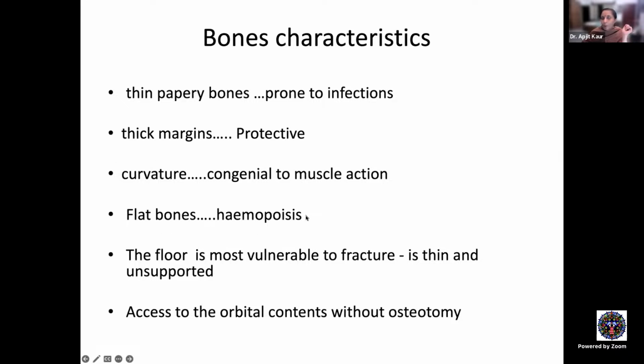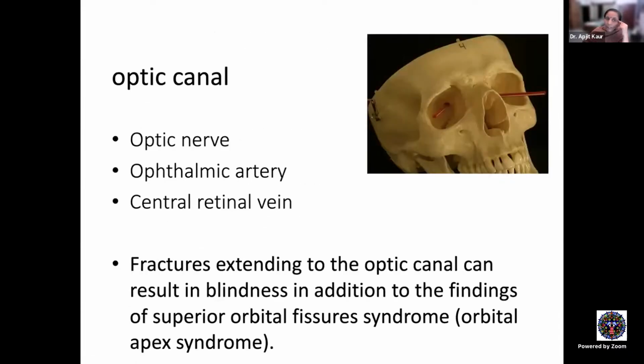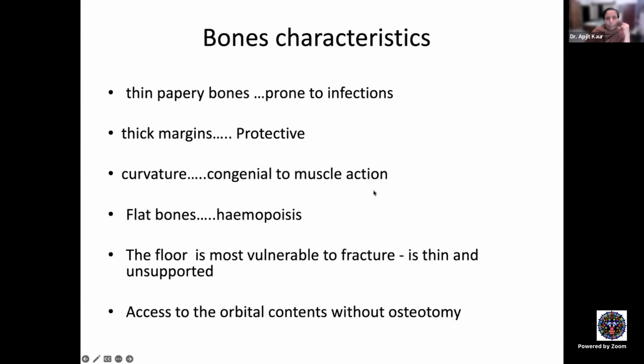They are flat bones, so they partake in hemopoiesis. Now the medial wall is the thinnest wall, but it doesn't fracture most often. Why? Because it's very thin all along, and it is supported by horizontal sections, which act as a scaffold. On the other hand, the floor is most vulnerable to fracture. Why? Because it is thin and unsupported. You have the maxilla under it, so there's a huge air pocket. Access to the orbital contents can be done even without osteotomy.